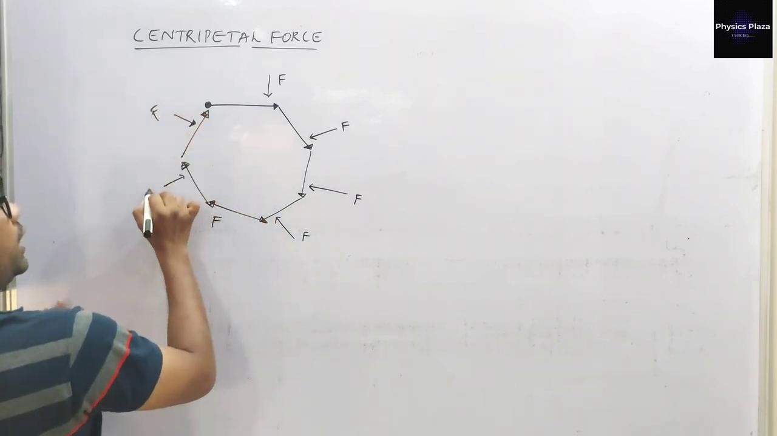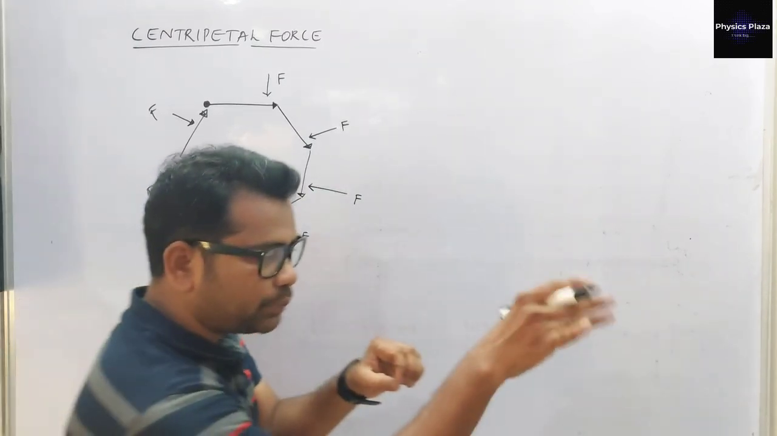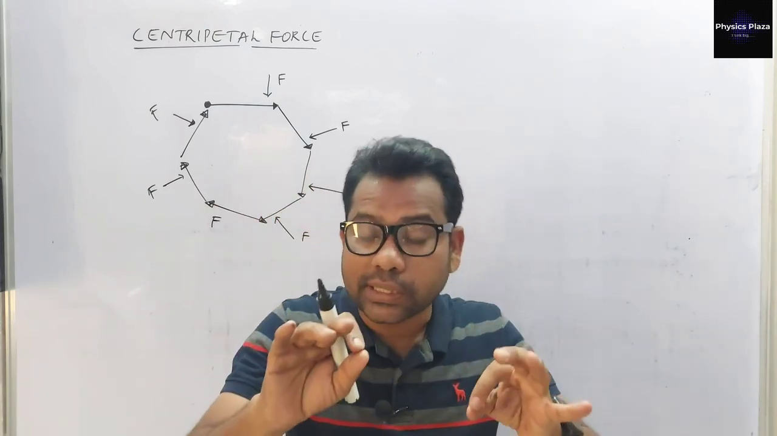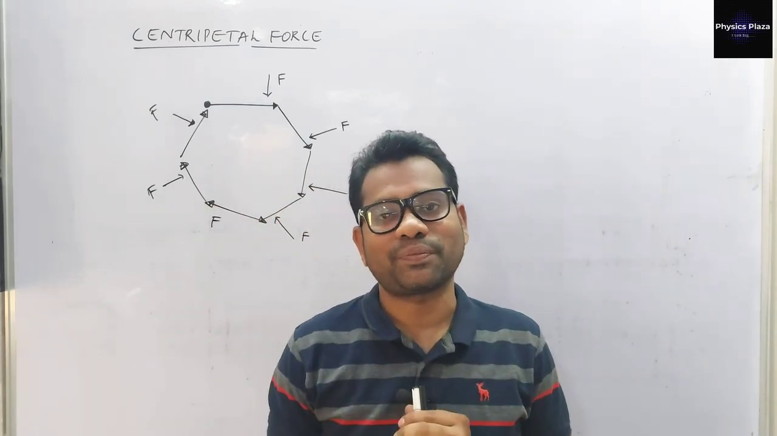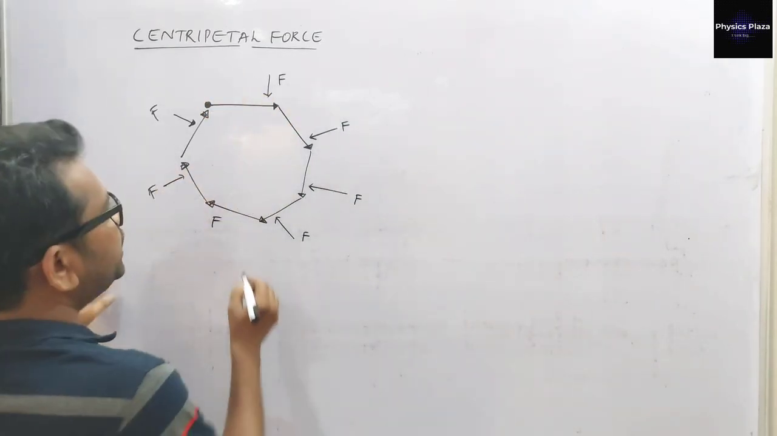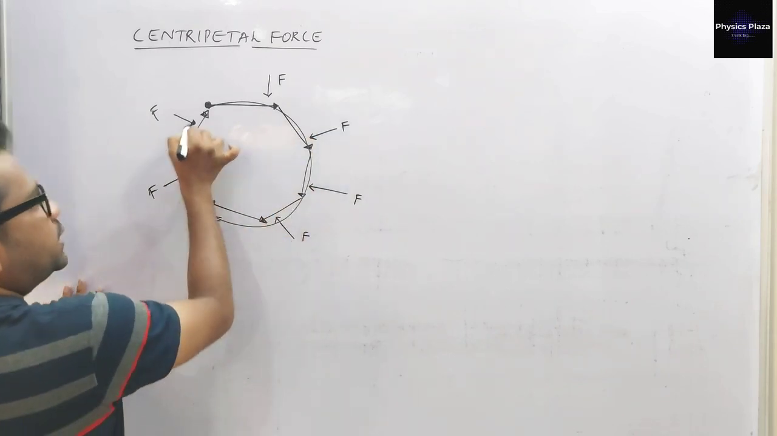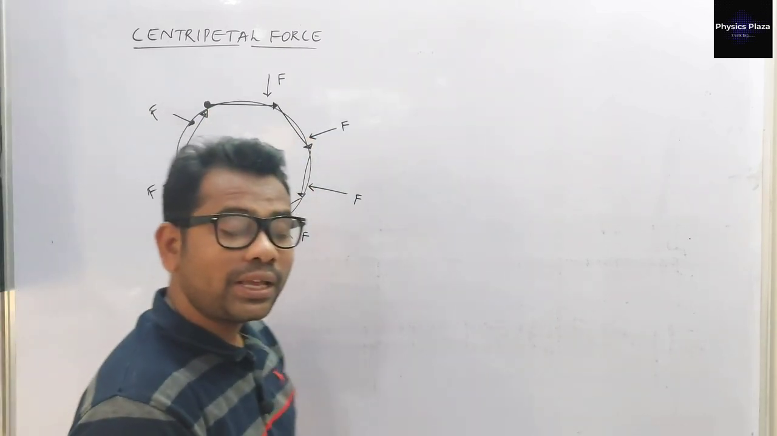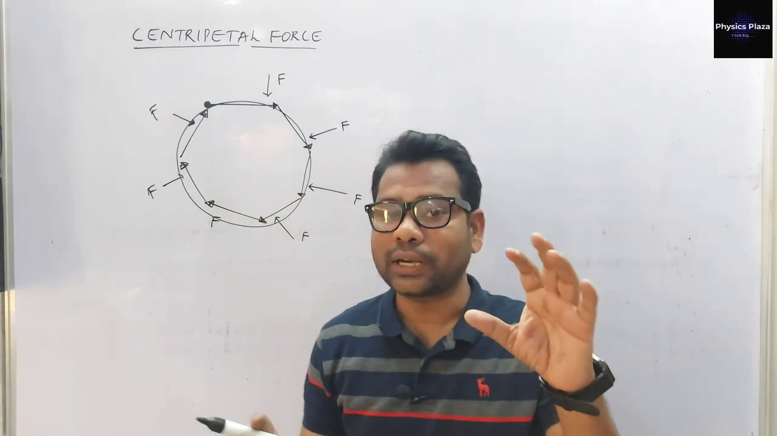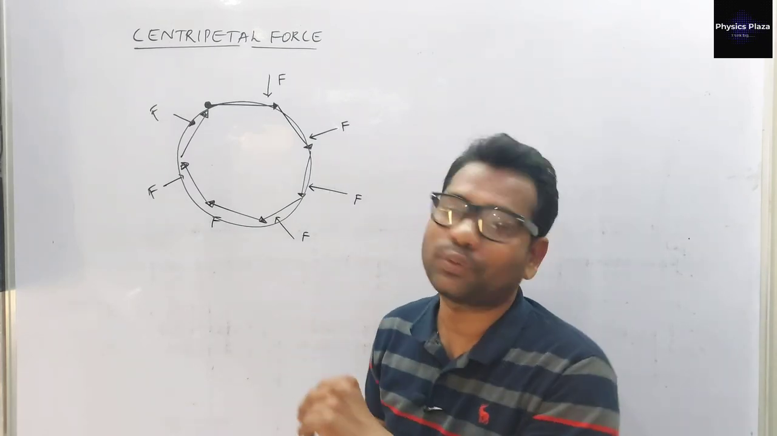So now look at all this. What is happening if a body is going along a straight line path? What happens if a constant force acts continuously perpendicular to its motion? Then its path is changed. And if it is acting continuously, what will happen? The body will go in a circular path. So it's a very important thing: to keep a body in a circular path, the force which is required is the centripetal force.